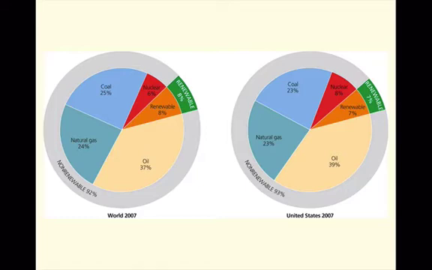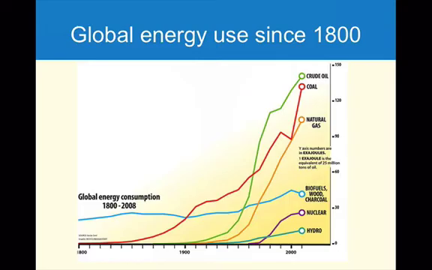And then if you look at the orange sliver, it's a pretty small slice of the pie. It's 8% for the world and 7% renewable energy use for the United States. And so we're going to talk a little bit about what comprises all of these things and what the downfalls of the various fuel and energy options are.